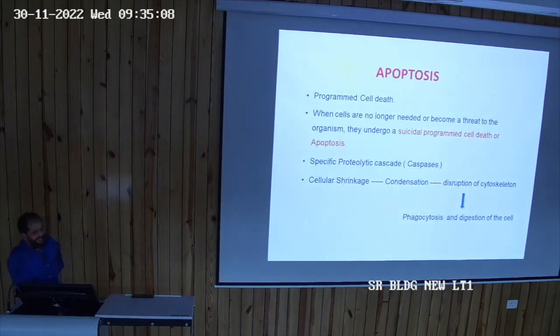So it is a programmed cell death when the cells are no longer needed, or if it becomes a threat to the other cells, the viability of other cells, then our cell undergoes a suicidal program, cell death. Suicide, it is a suicidal program. Obviously, our other cells are programming the death of the cells. That is called apoptosis. And there are different proteolytic enzymes which are involved here.